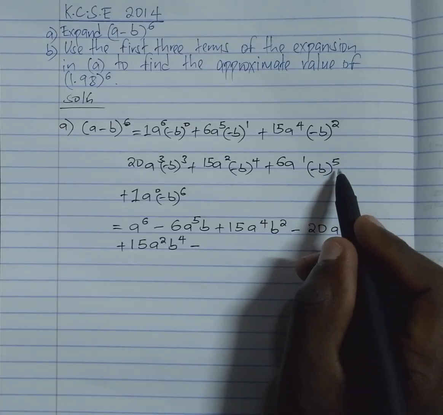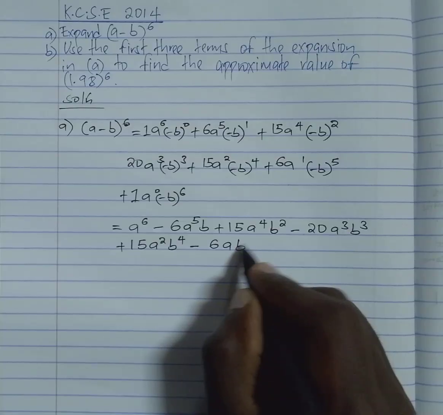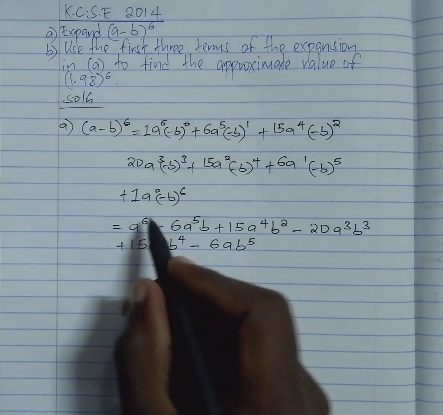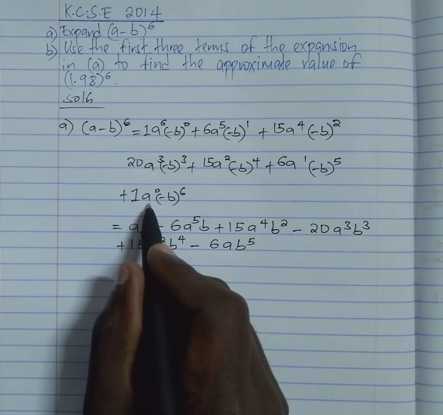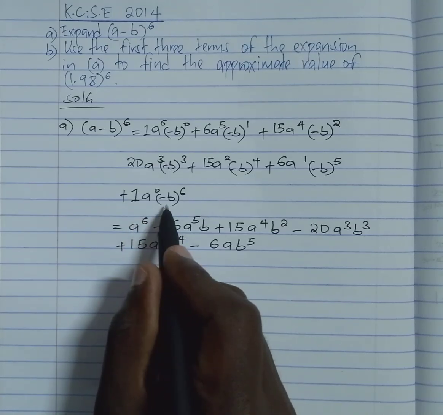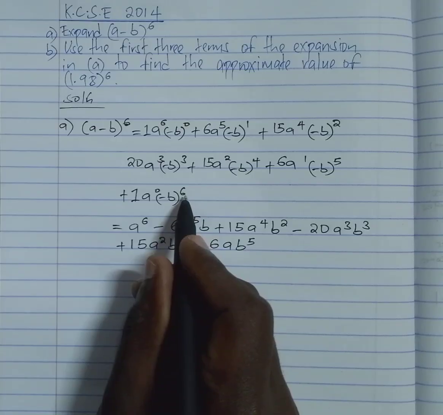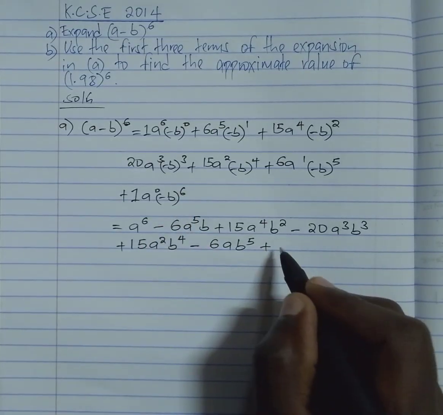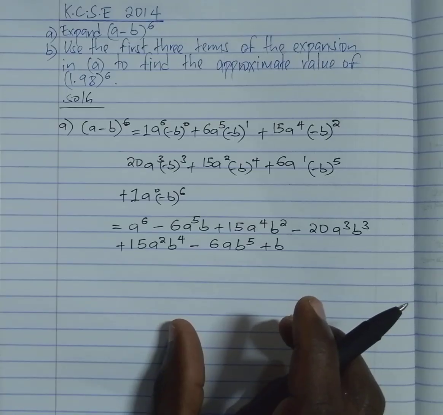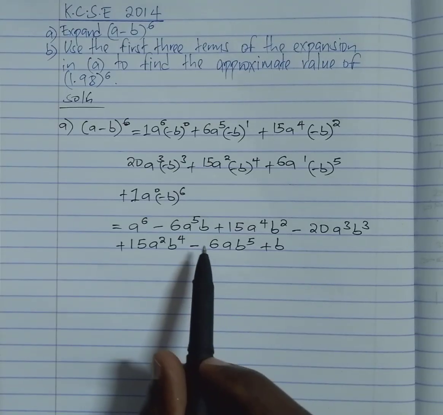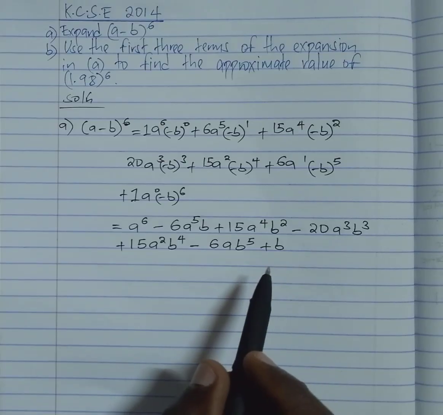Because this one is an odd power, we have 6ab to the power of 5. And lastly, we have 1 multiplied by a to the power 0, which is equal to 1 multiplied by negative b to the power of 6. The power 6 is even, so this one is going to be positive. So this is now our final answer, because there are no further terms that you can simplify in this expression.